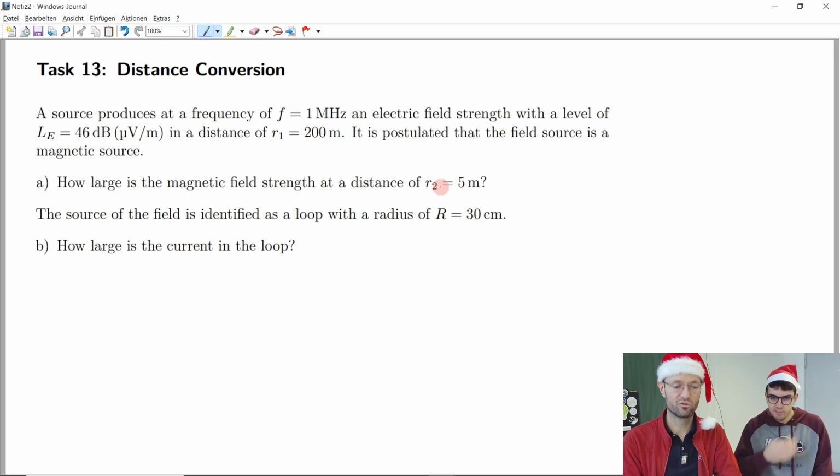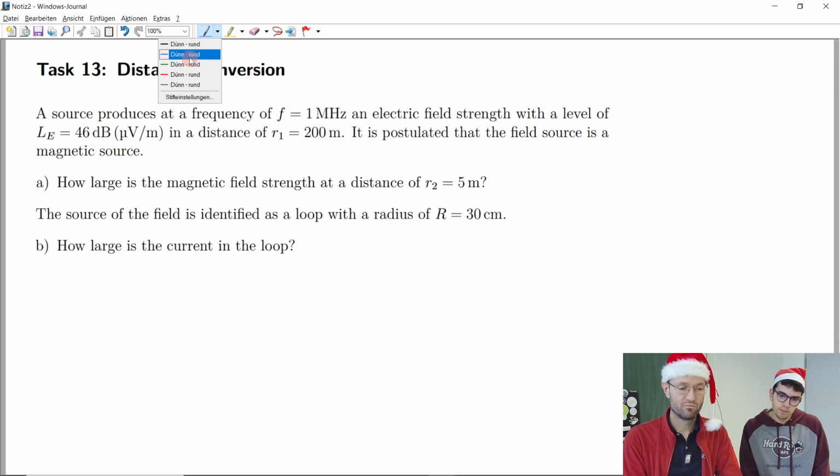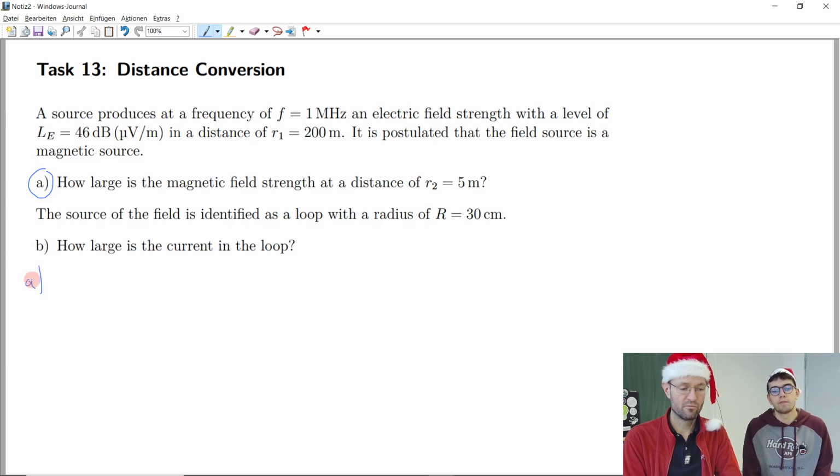So if we go closer to the source, and now in the next task, it's a current loop with a certain radius, and how large is this current in the loop? This is also what needs to be calculated. So I will, as usual, use blue for subtask A. And so how can we calculate this, or what formulas do we need to use here?